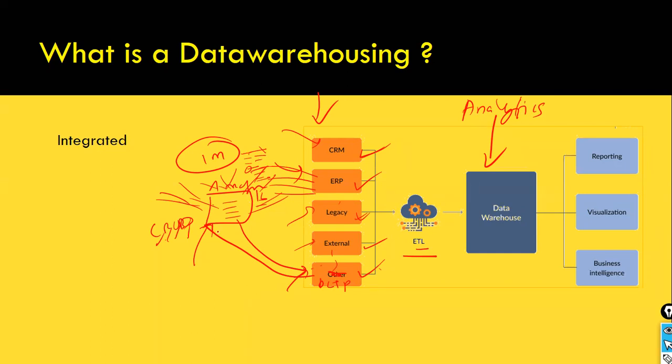Why? How is it possible? Because the OLTP system is designed in such a way. Here, all the tables are normalized, whereas here, all the tables are denormalized most of the time.